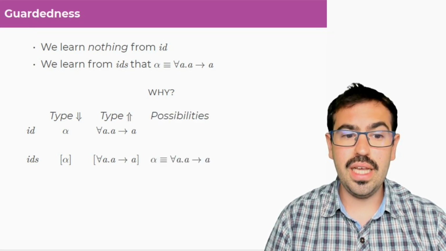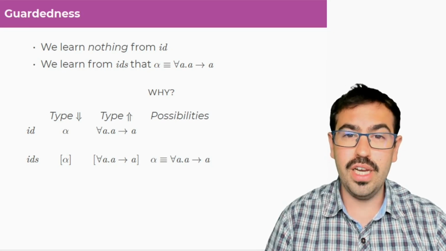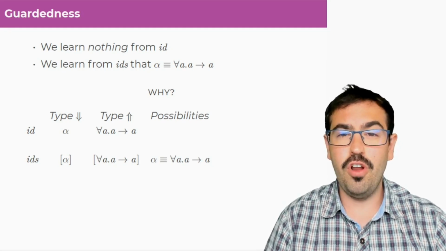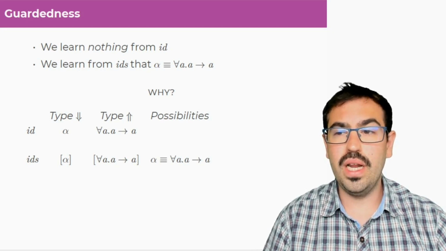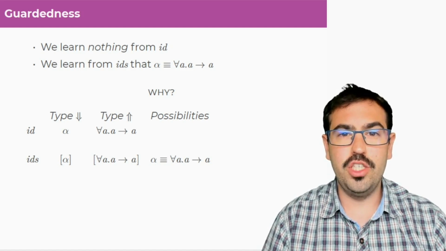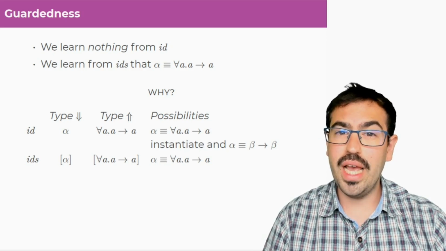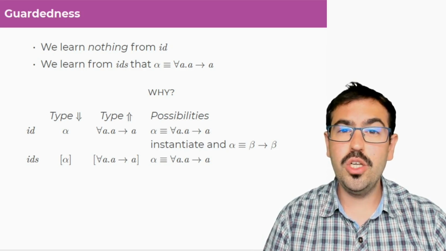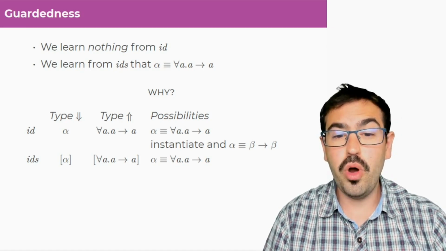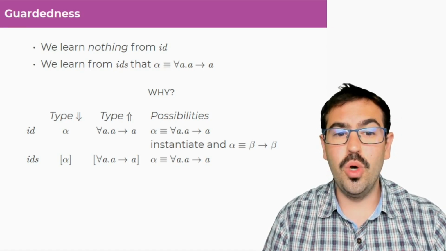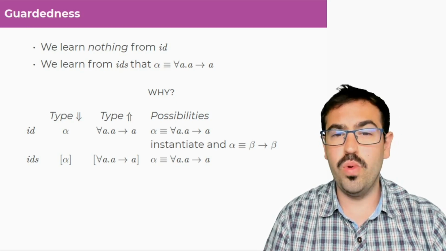So actually, in the case of IDs, we have only one possibility. In order for the list of alpha and the list of ∀a. a → a to be equal, alpha has to be ∀a. a → a. Now for the second case, we actually have two possibilities. It could be that alpha is ∀a. a → a, but we have another option. At this point, we could instantiate, so the ∀a. a → a becomes beta → beta, and then we make alpha equal to this beta → beta.